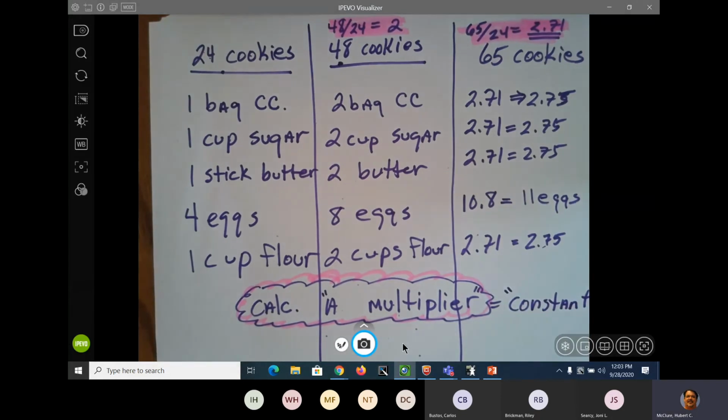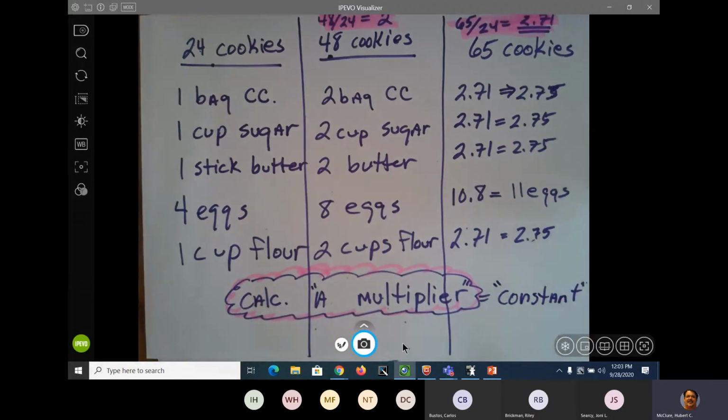The word for multiplier is constant, a constant. Something, a number that you multiply by to get the numbers to work out. If I only had a recipe that made 2 dozen cookies, how do I make 4 dozen cookies? Well, that is 48 divided by 24. That's twice as much. So I'm going to double everything.